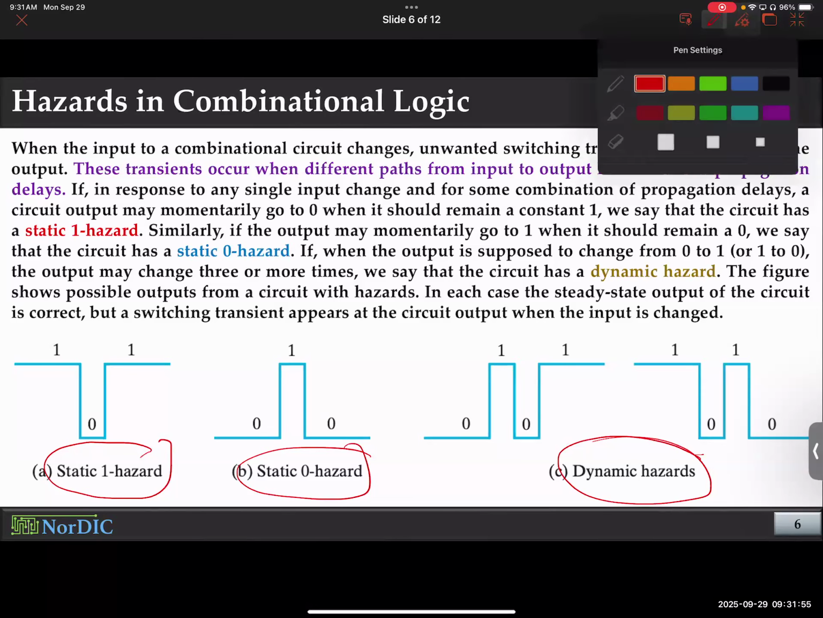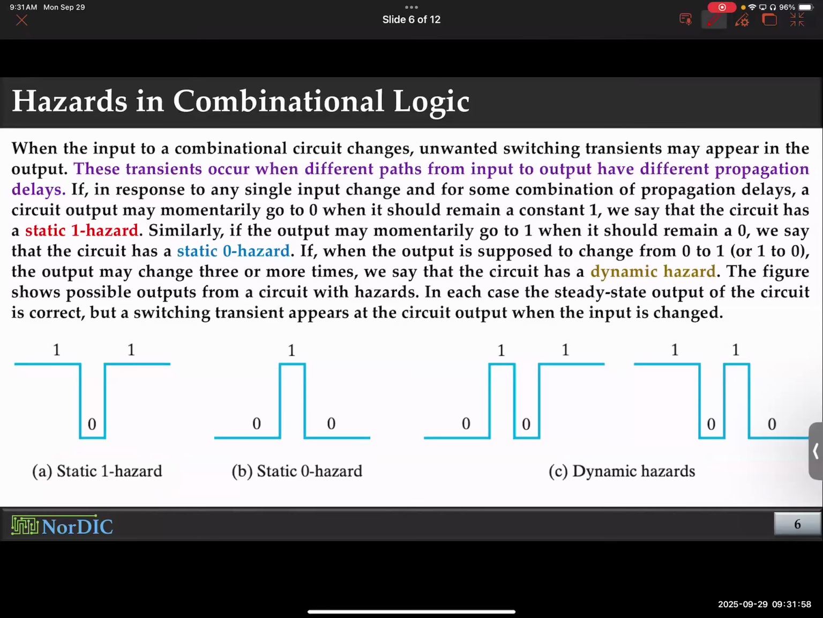First of all, static means the output was supposed to be stable. It wasn't supposed to change at all, but it changed. That's called static 1 hazard. So the output was supposed to be 1, but for a moment it changed to 0, and then it went back to 1. It's fine now, but there was a hazard in between.